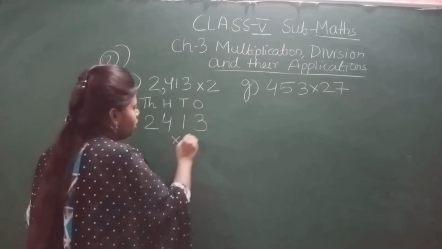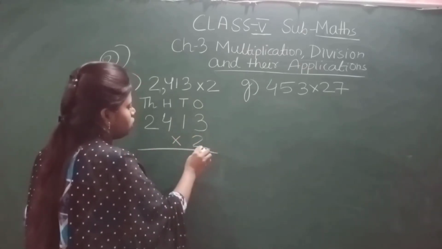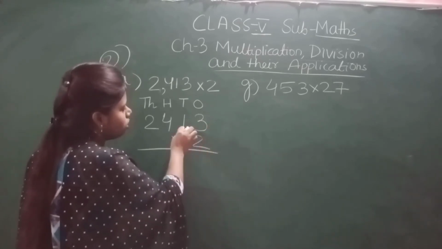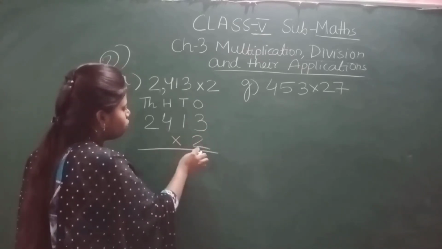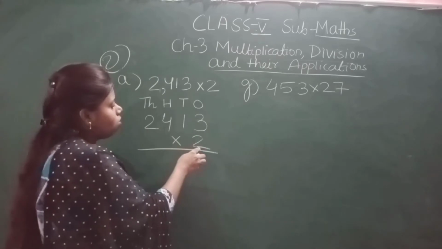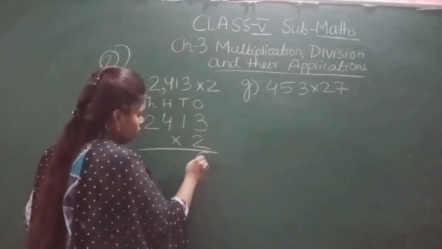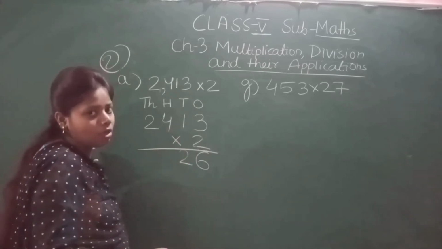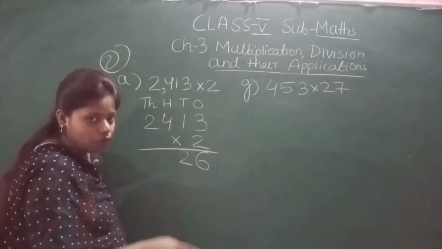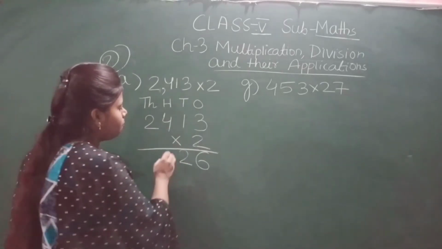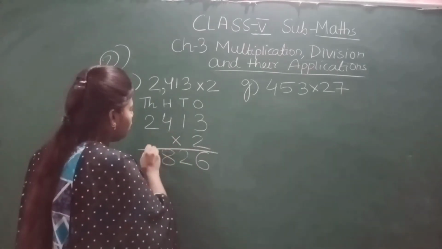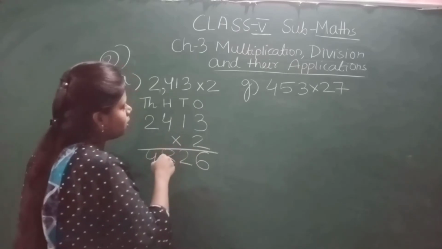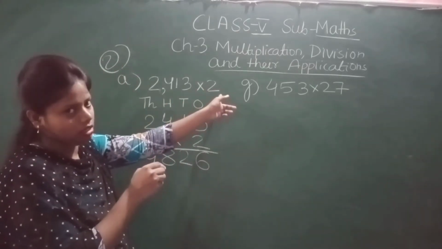So we have to multiply by 2. First we will multiply 2 with 3, then 2 with 1, then 2 with 4, then 2 with 2. Okay. Now see it. 2 threes are 6. 2 ones are 2. 2 fours are 8. And 2 twos are 4. Okay. So we got this answer. This was multiplication with 1 digit.